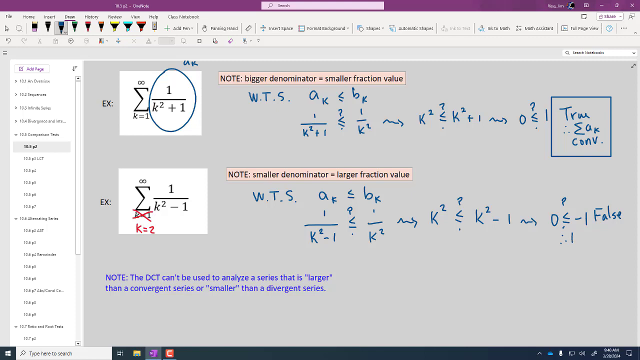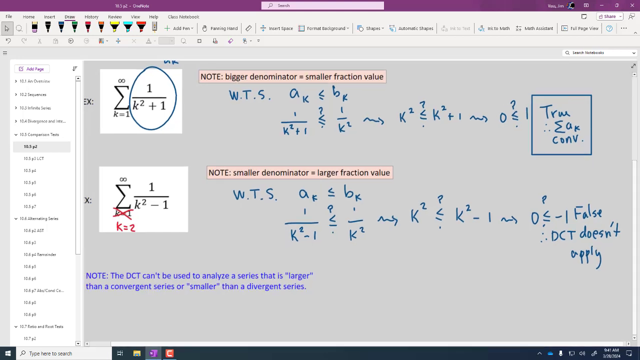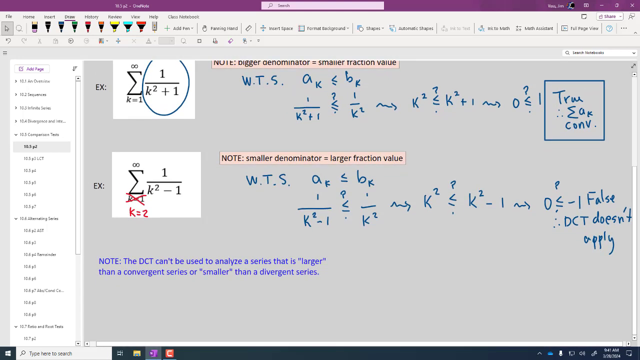So therefore, the direct comparison test, DCT, doesn't apply. So we can't use the direct comparison test. Or you can say that it's inconclusive. So that means we would have to do something else. And what we are going to see is that in a case like this where the direct comparison test doesn't work, what we'll have to do is use something called the limit comparison test, which we'll get to.